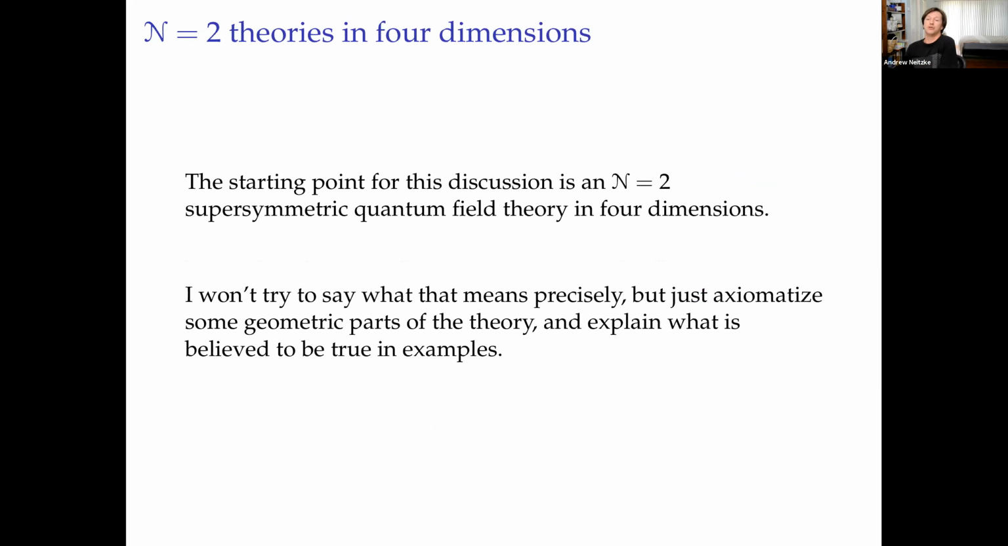So the starting point for what I say today is, as I said, an N=2 supersymmetric quantum field theory in 4 dimensions. I won't try to say precisely what that is, but I'm just going to axiomatize some of the geometric parts of the theory. So some things that you're supposed to get if you have an N=2 supersymmetric quantum field theory, and I'll explain what they're believed to be in some kinds of examples.